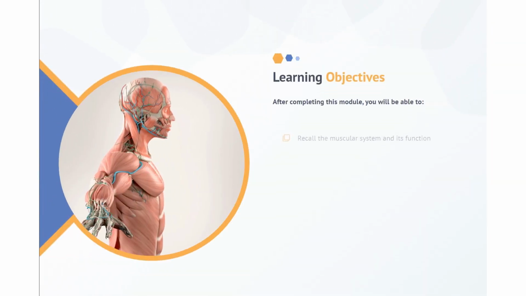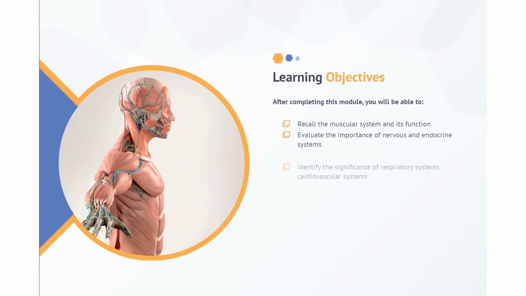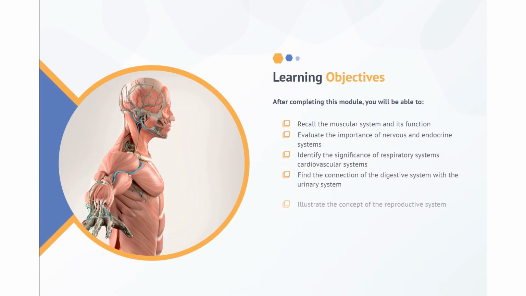Learning objectives. After completing this module, you will be able to recall the muscular system and its function, evaluate the importance of nervous and endocrine systems, identify the significance of respiratory systems, cardiovascular systems, find the connection of the digestive system with the urinary system, illustrate the concept of the reproductive system.